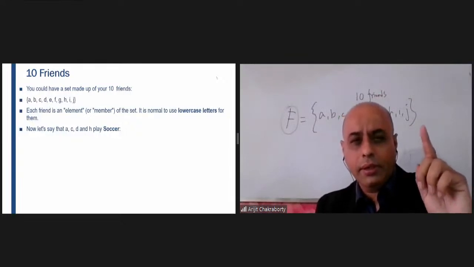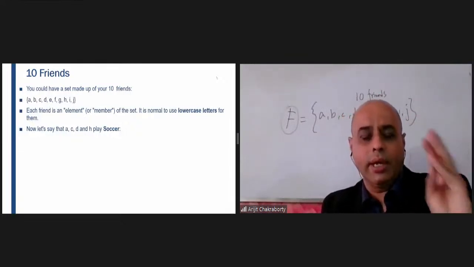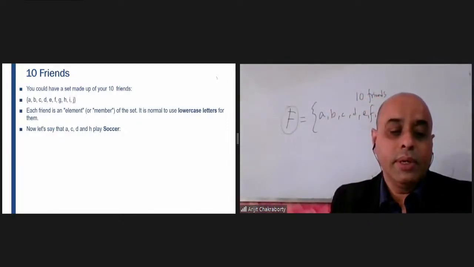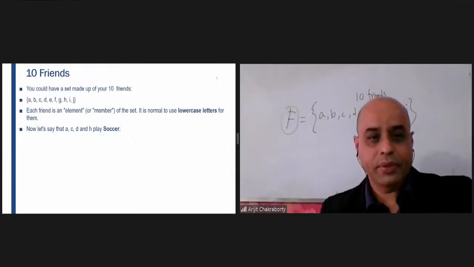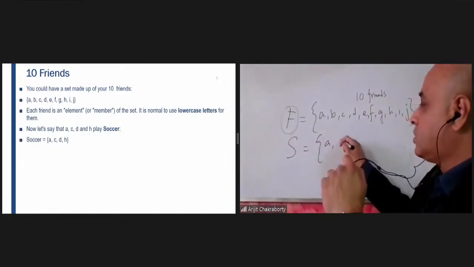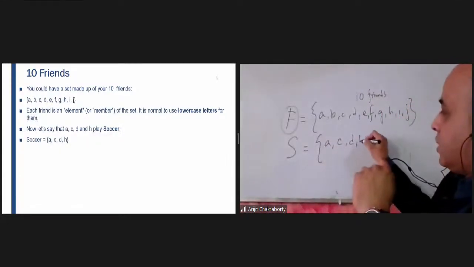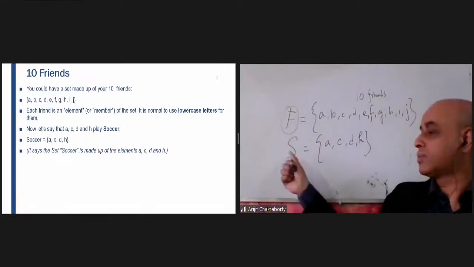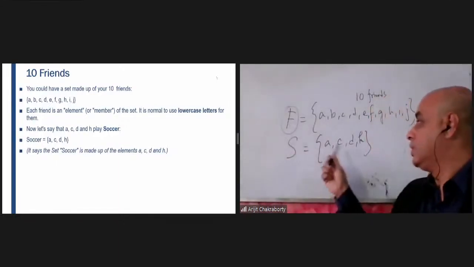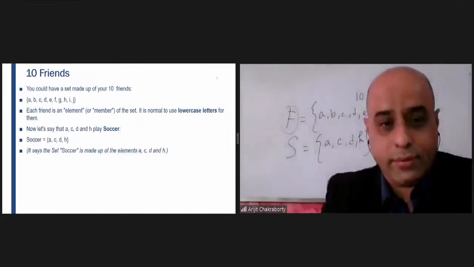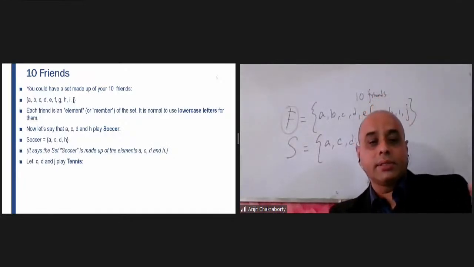Now, there are 4 friends, a, c, d, and h, who play soccer. Since they play soccer, we can form another set. We will call it soccer, S. So we are taking a, c, d, and h. The set of soccer is made up of the elements a, c, d, and h. There are 4 elements in the set S, and there are 10 elements in the set F.